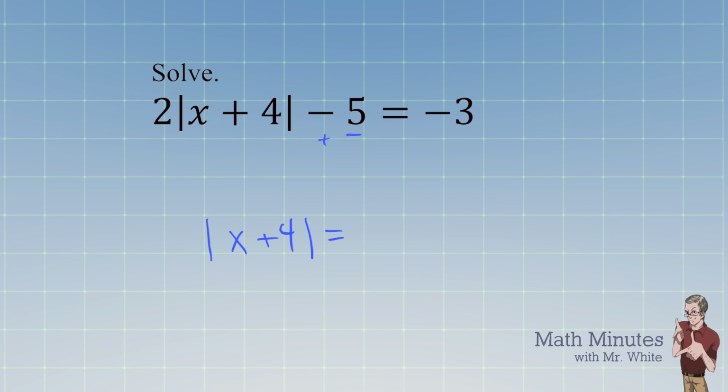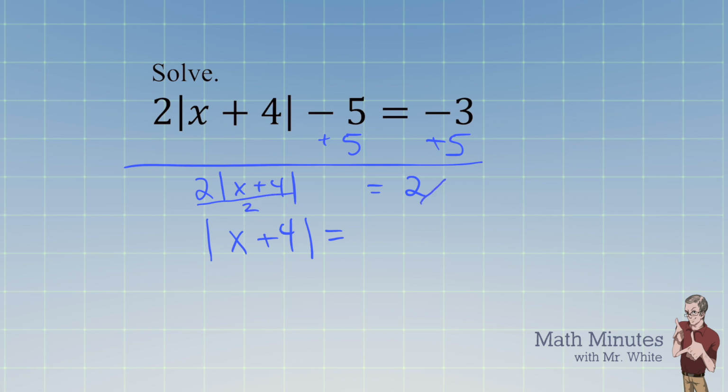So I'm going to add 5 on both sides. And I now have 2 times the absolute value of x plus 4 equals 2. Now, I don't like to distribute that 2 in there. Instead, what I'm going to do is divide both sides by 2. So I end up getting a 1 here.